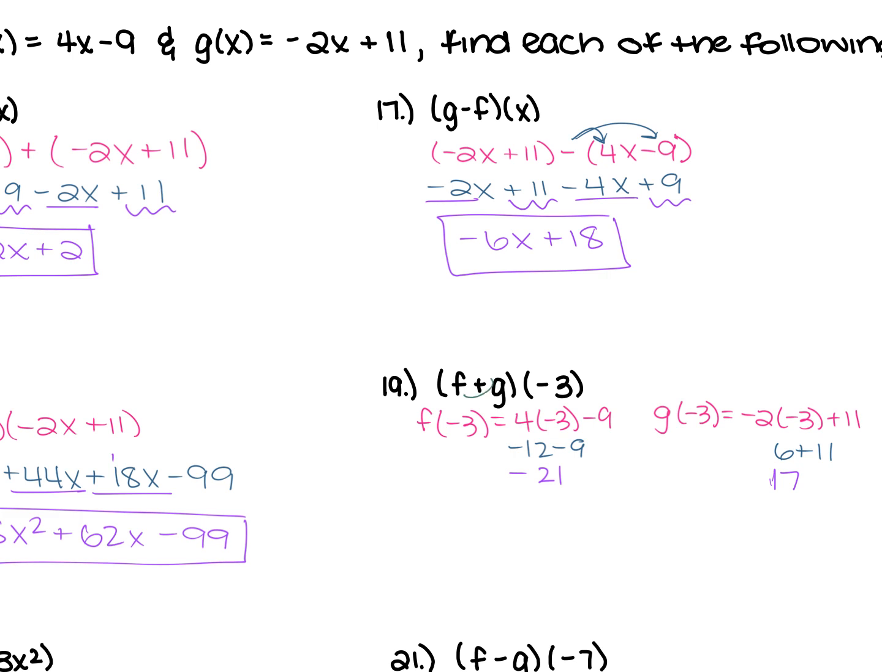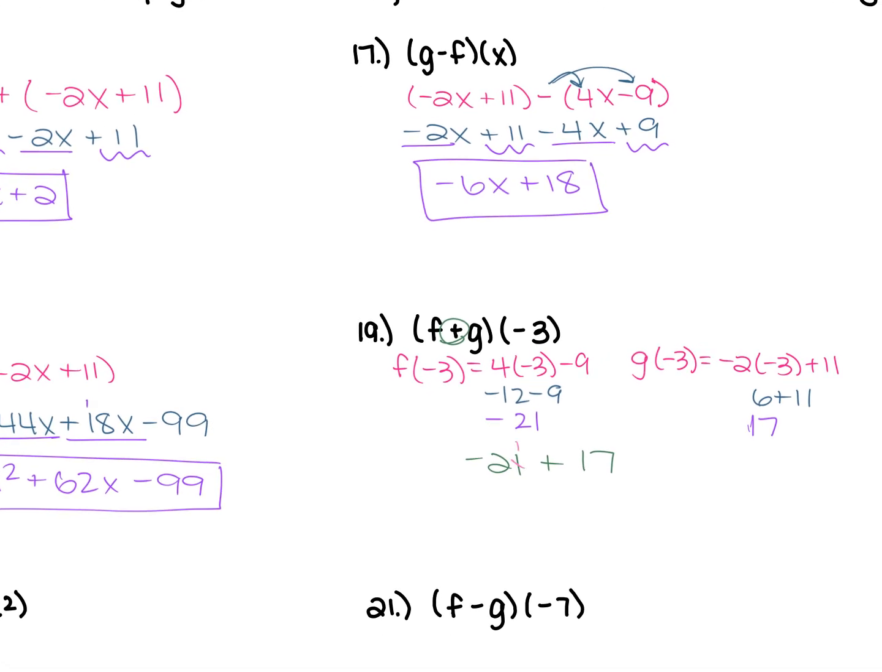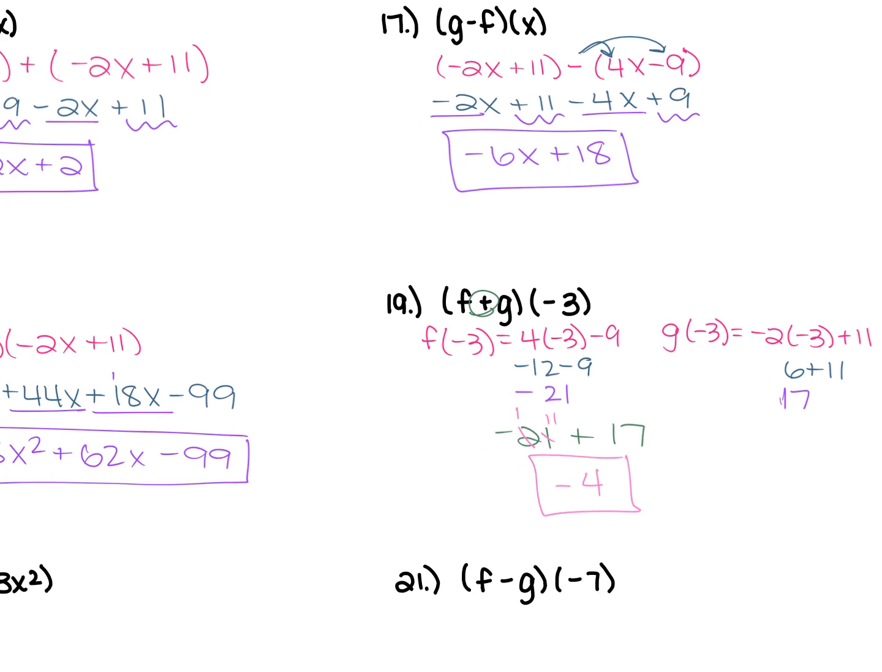From here, we're adding these. So we're going to take negative 21 plus 17 and just add them. So the 1 is going to turn into 11. The 2 turns into a 1. 11 minus 7 gives us 4. 1 minus 1 is 0. We keep it negative since our bigger number was negative. That's negative 4.